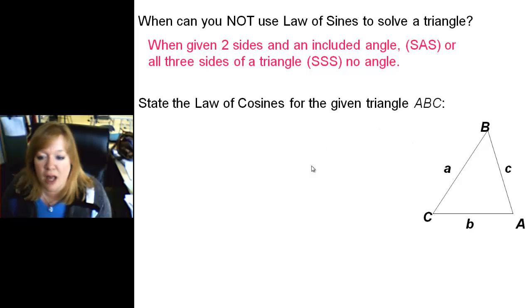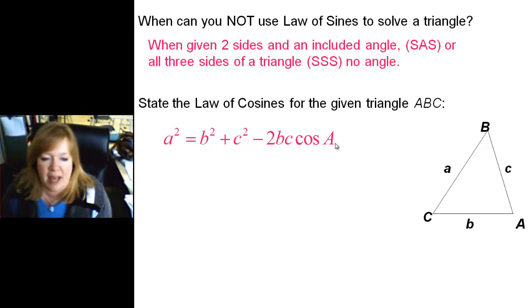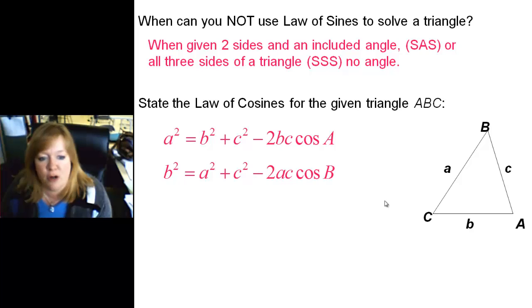So the law of cosines comes in three formats. You've got a squared equals b squared plus c squared minus 2bc cosine of A. If you notice, your lowercase a, your side a, and your angle A are the same, and then the other two sides are in here. So that might help you kind of memorize the law of cosines a little bit.